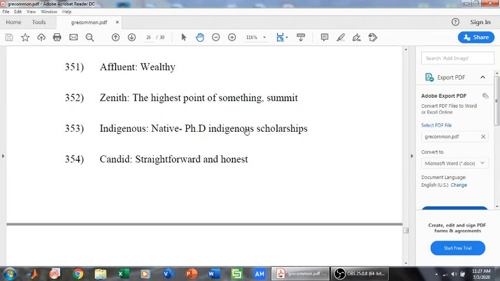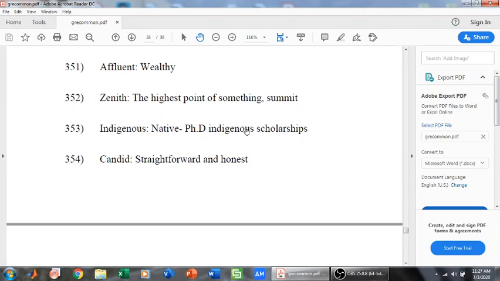Effluent means wealthy. To be rich, to be wealthy. That's the meaning of effluent. Second word is zenith. Zenith means the highest point of something, the summit, the apex, the acme. So zenith means the highest point of something or summit.